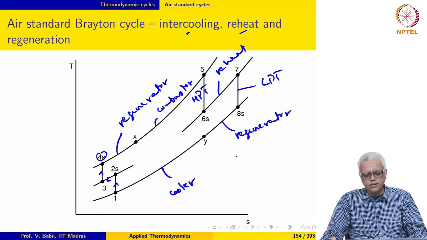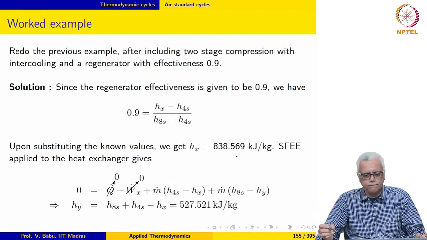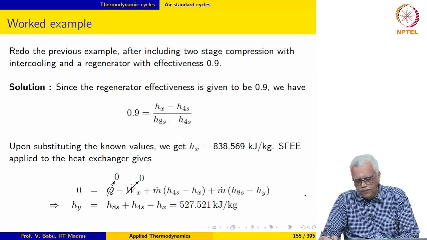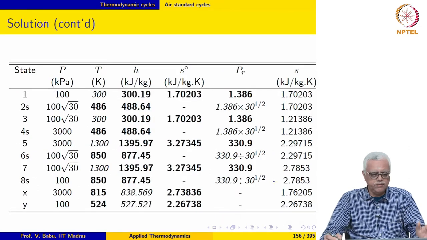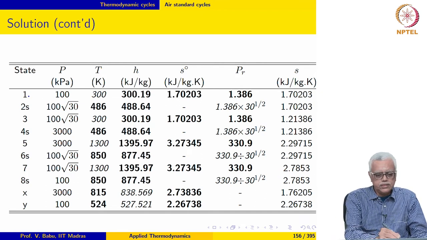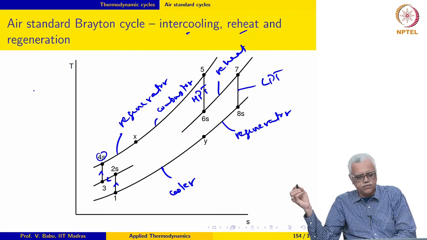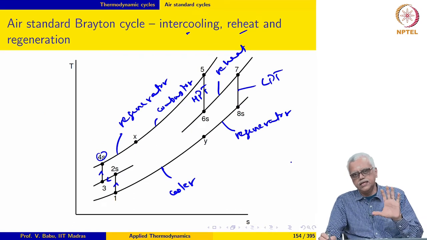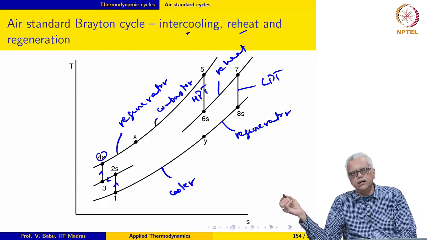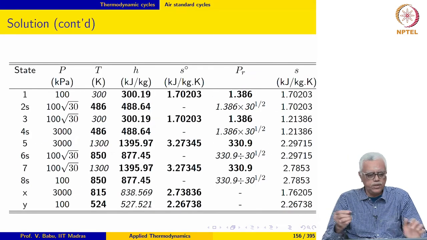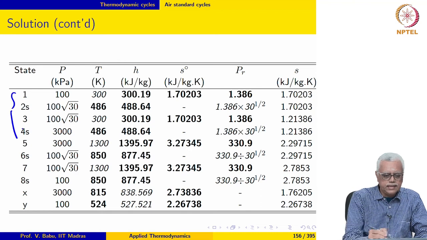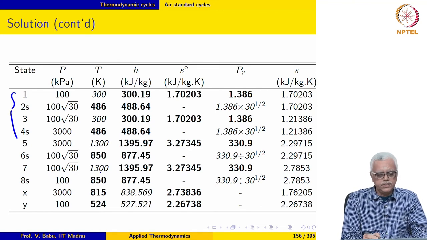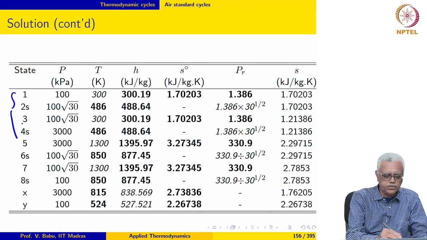So, let us look at the performance of this cycle. Let us first start with the table, then we will go back to this. Okay. So, if you look at this cycle, state 1, 2S, 3, up to 4S is the same as what we had in the two-stage compression with intercooling. So, these values may be directly taken from there, two-stage compression with intercooling up to 4S.